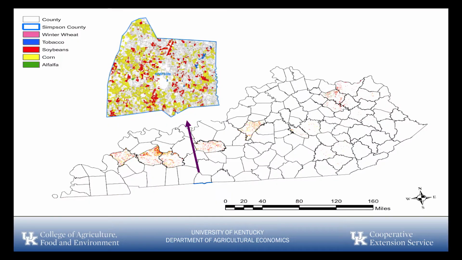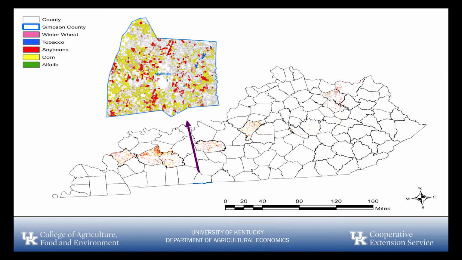What we're actually able to do is get down to the field scale. So at the field level, I can tell what crop was being produced in that field. We're using satellite imagery to determine that. So I've got the main crops we have in the state: winter wheat, tobacco, corn, soybeans, and alfalfa. I just pulled out an example of Simpson County here, and you can kind of see the variation. A lot of it's corn and beans, as I would expect.